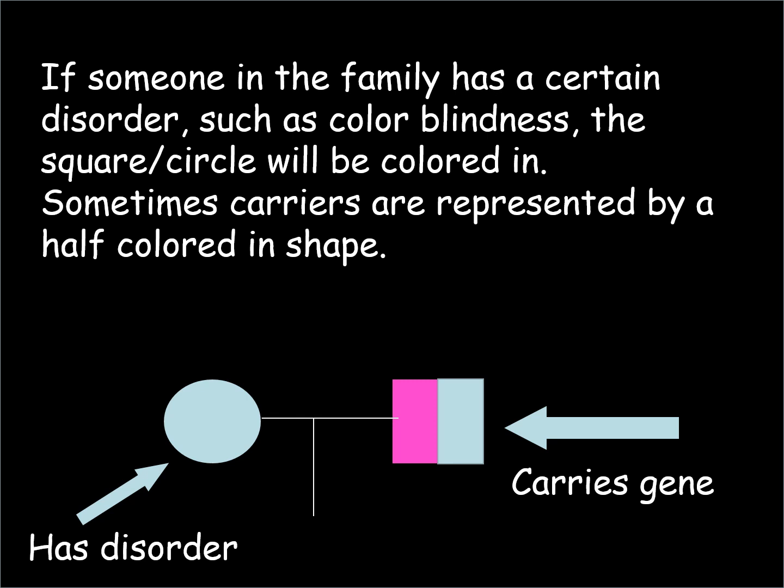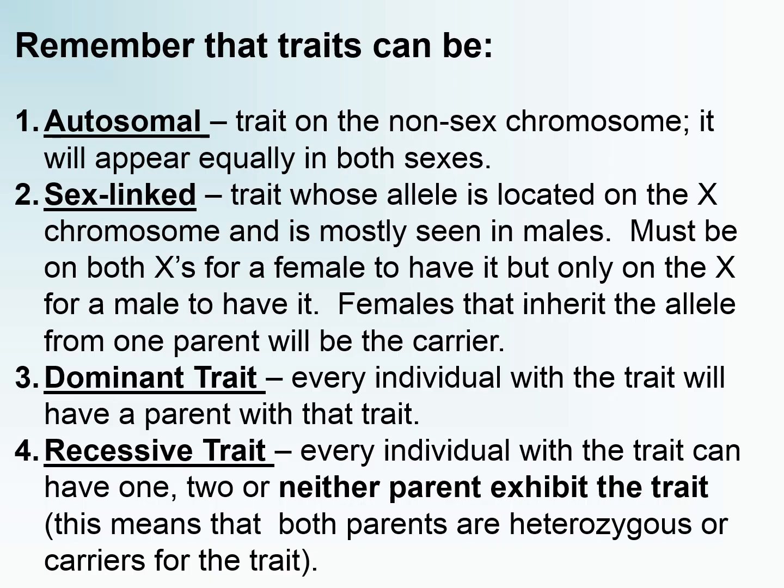So often when the circle or the square is completely colored in, that just means they have the disorder, and if it's partially colored in, then they're carrying the gene for the disorder. So this part right here is going to be really important because this will help give you an idea of how a particular trait is inherited through many generations in a family.